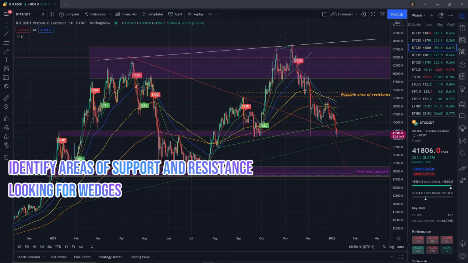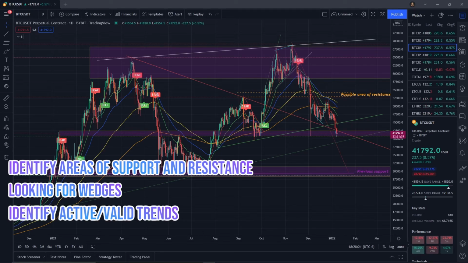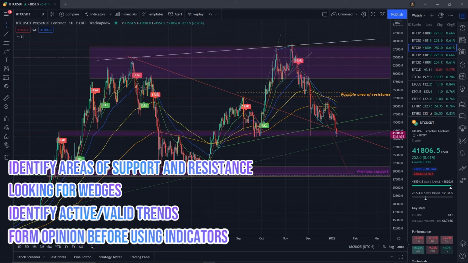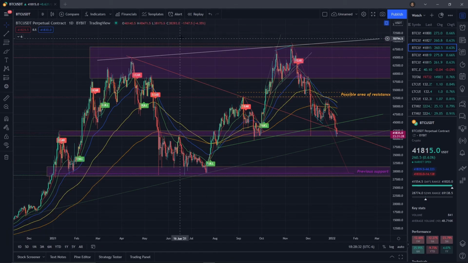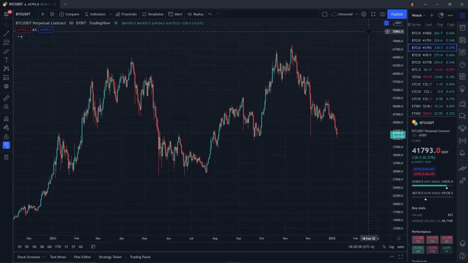We're going to be looking for wedges as well. We're also going to try to identify any active and valid trends. We're also going to try and form an opinion on price action here first before using indicators. So I've already got some of this stuff taken care of for us. I'm going to go ahead and show you what this chart looks like without these things. So now this is what we'd be looking at before we had any technical analysis done. This is probably what your Bitcoin chart looks like if you're new to Bitcoin and cryptocurrency.